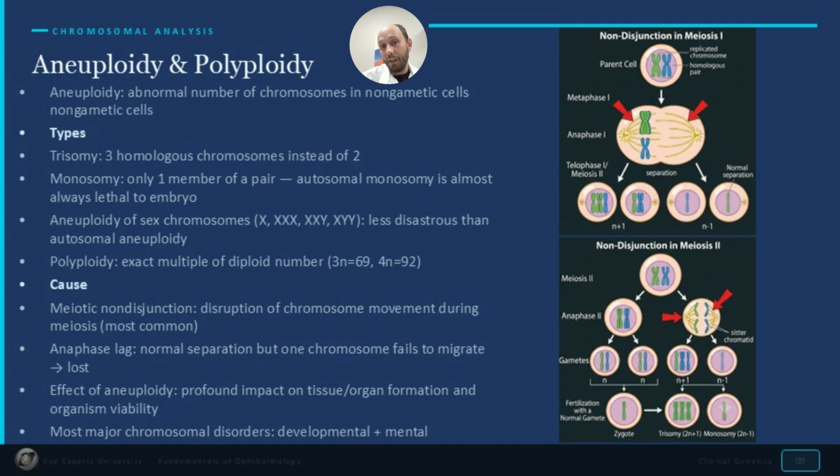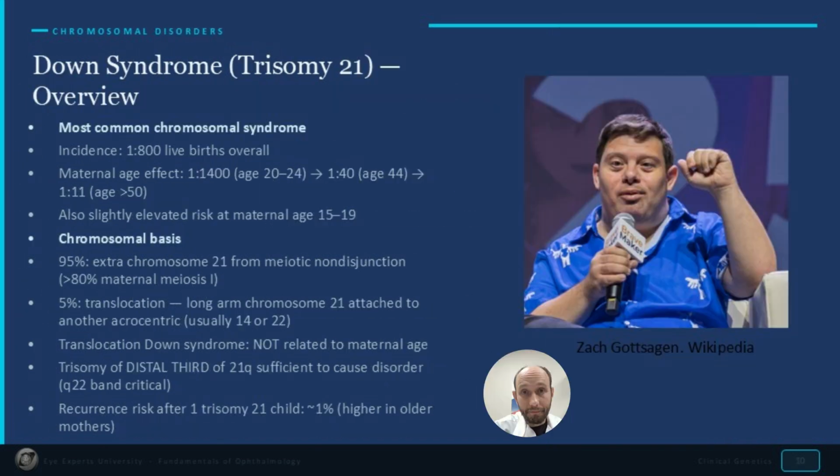That's why even Turner syndrome, which is monosomy X, those people are fairly normal, but they still do show some variation. Now we're going to talk about some specific syndromes specifically. So trisomy 21 or Down syndrome is the most common chromosomal aneuploidy syndrome.